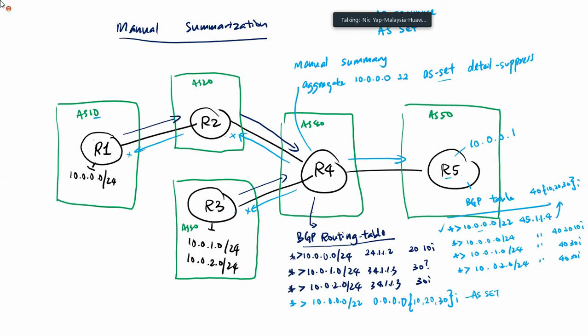Detail suppress over here means that when I have detail suppress, this information will be changed. Suppress, suppress, suppress, and from here you never receive anymore. So for router 5 in AS550, they only receive a summary route when you deploy the detail suppress. So far okay. So that is the meaning of the manual summarization. It can be based on the AS set, detail suppress.